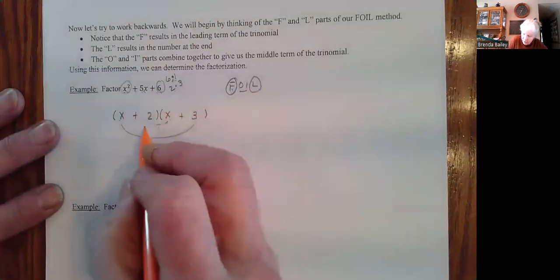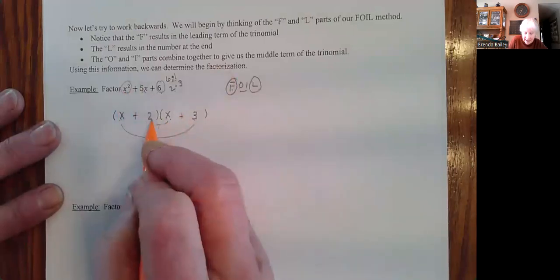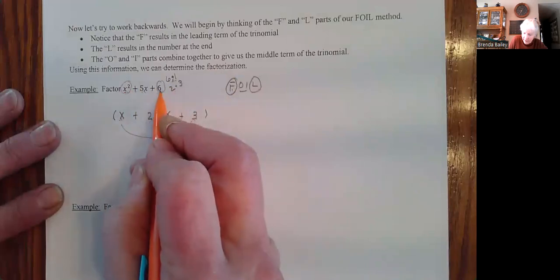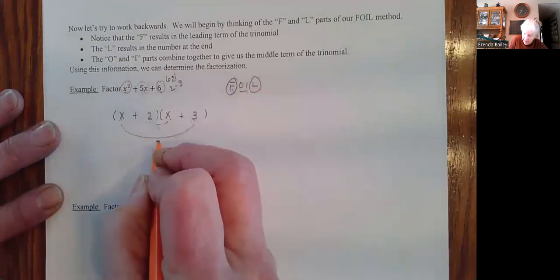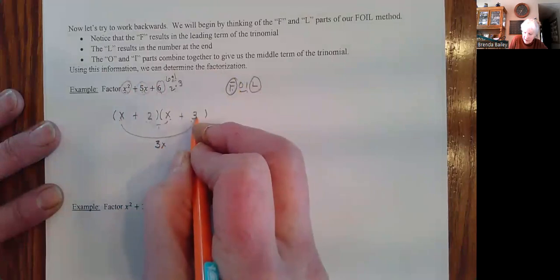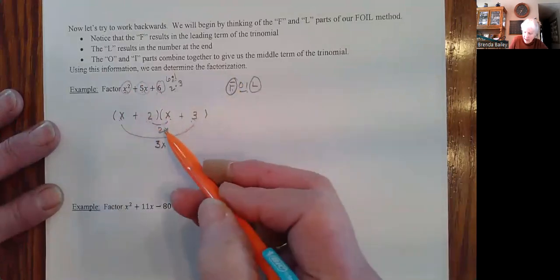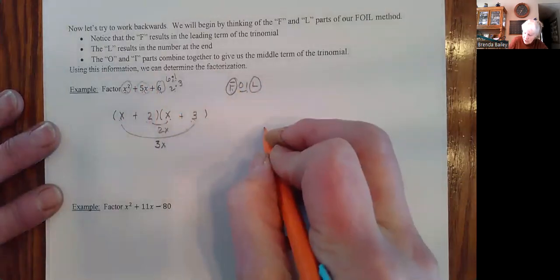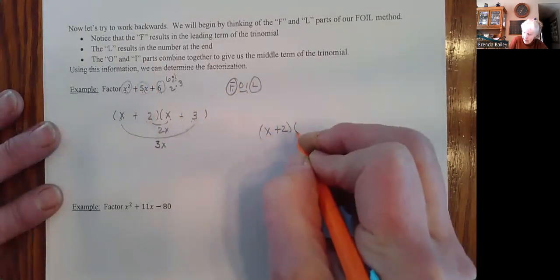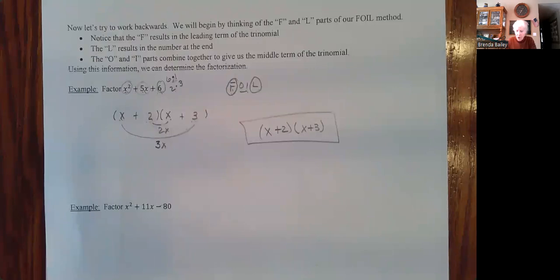Now, checking it, the first times the first gives us x squared. The last in each of these parentheses, last times the last, gives us the 6. Let's see if we get the 5. Outside using the OI, we have 3x. When I multiply 3 times x, 3x. 2 times x is 2x. When I combine those, I get my middle term. So you're done. You can either write x plus 3 or x plus 2. The order here doesn't matter. But you broke that polynomial into parts. Once it's in parts, we can work with it in solving.